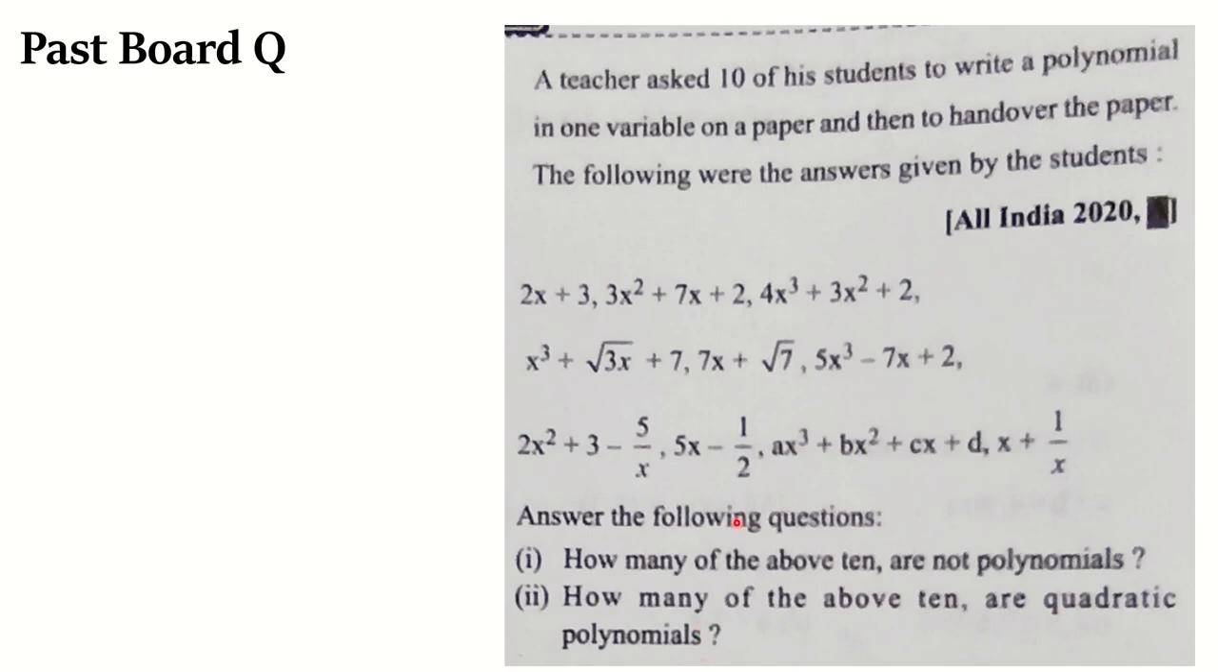So looking straightforward, x plus 1 by x is not a polynomial because the variable should not be at the denominator, and this is not a polynomial because the root 3x is not allowed. So these two are not polynomials. When it comes to quadratic polynomials, 3x squared is a quadratic polynomial, 2x squared is a quadratic polynomial. I think this is also not a polynomial because you can find x in the denominator. So this also fails to be a polynomial, so it cannot be a quadratic polynomial as well.